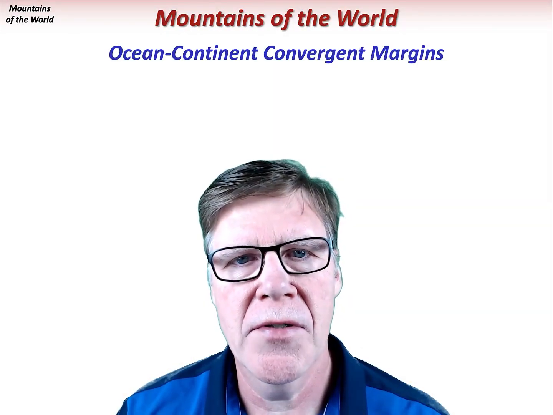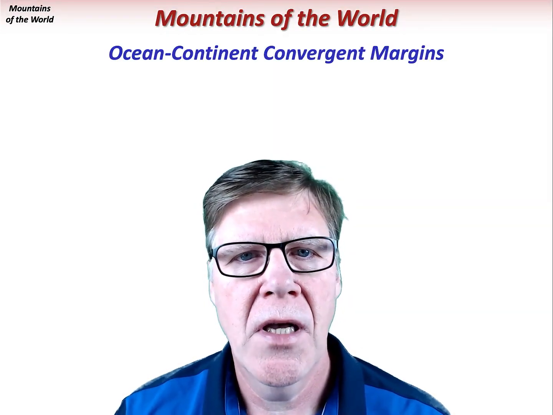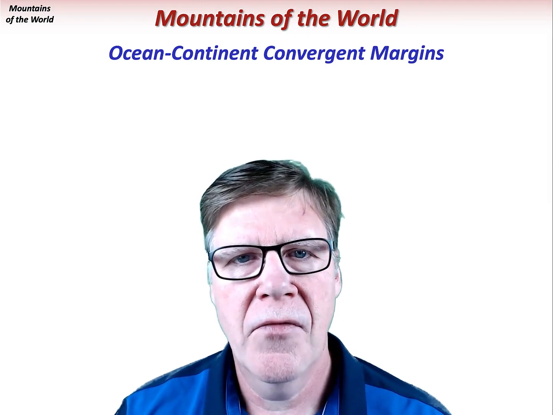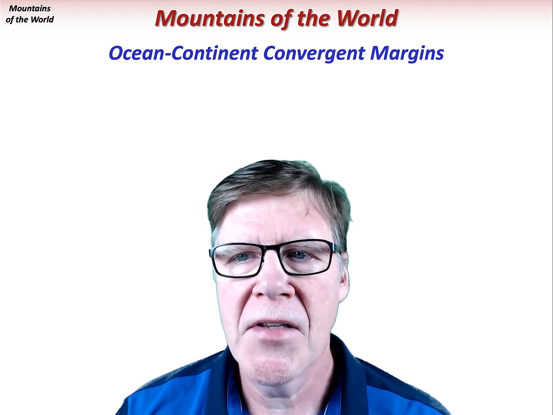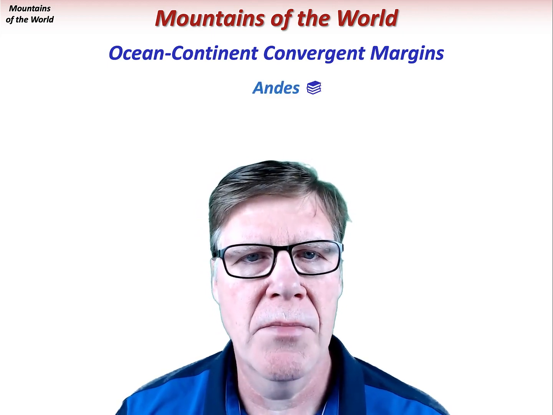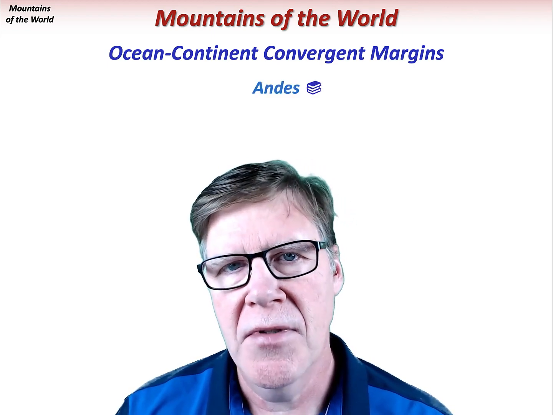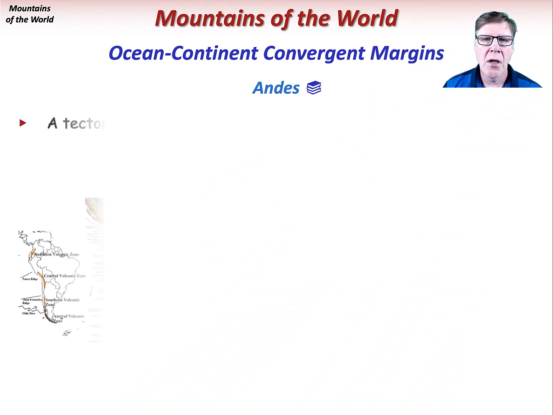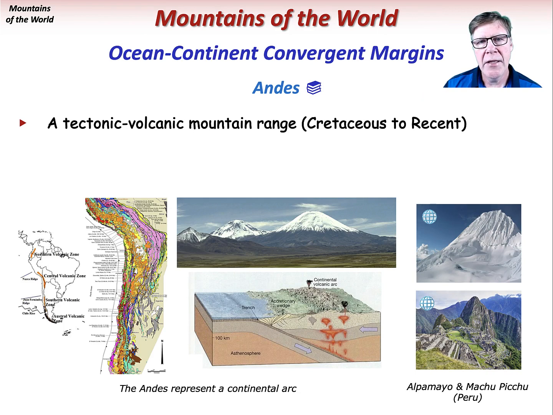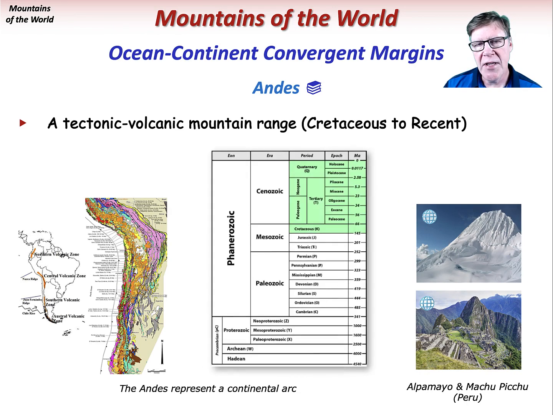Ocean-continent convergent margins are typically composed of iconic stratovolcanoes that form large continental volcanic arcs. A classic example of an ocean-continent convergent mountain range is the Andes Mountains in South America. These mountains extend along the western side of the continent and are an excellent example of a tectonic volcanic mountain belt. These mountains began forming in the Cretaceous period and continue to this day.